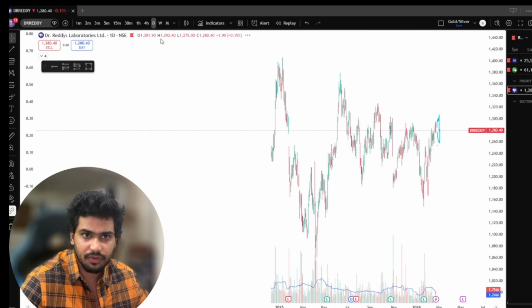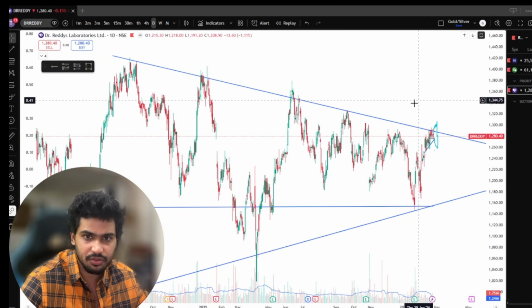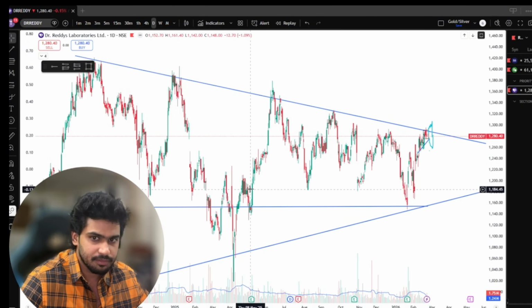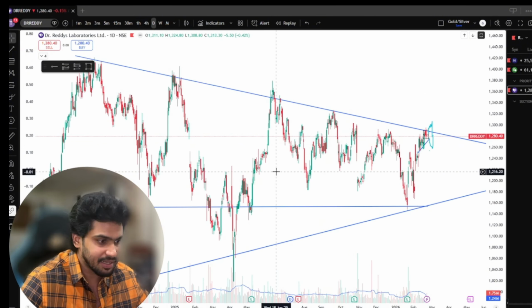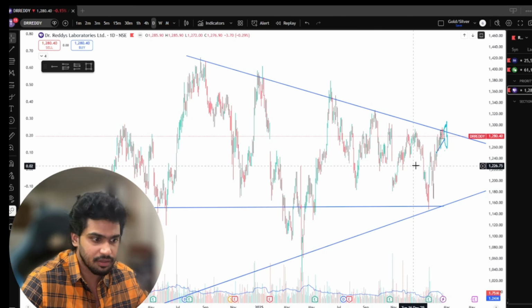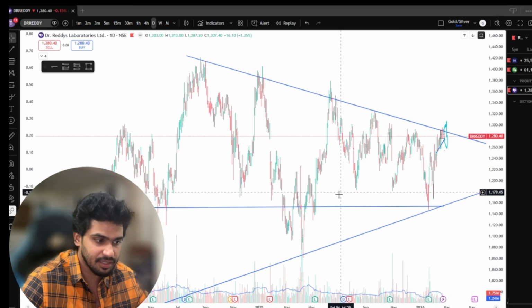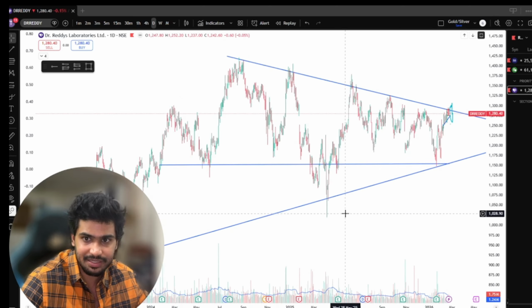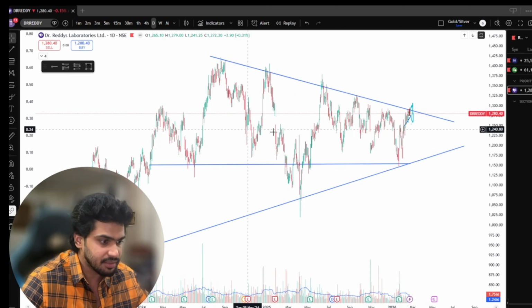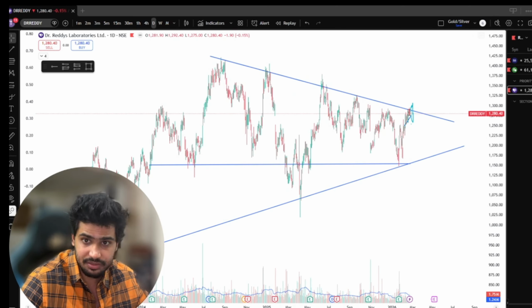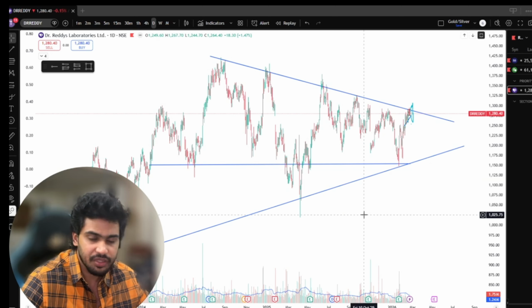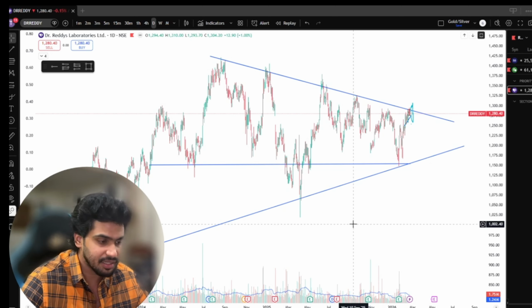Just to conclude, my observations are that on the weekly time frame there's a compression or sideways movement, on the daily time frame we can clearly see a triangle pattern, and on the 1 hour time frame price is consolidating near the resistance. So we are observing the structure, and confirmation will only come after the price action happens.